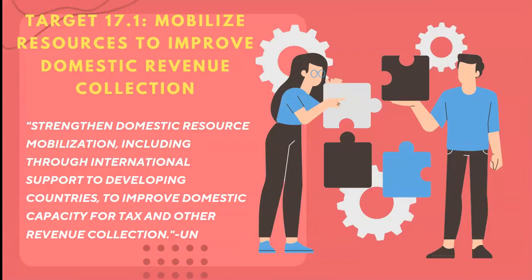So we'll start with Target 17.1, mobilizing resources to improve domestic revenue collection. And we have 17.11 and 17.12. That's going to talk about revenue and taxes in order to help develop the countries themselves, and then work towards developing the underdeveloped countries.